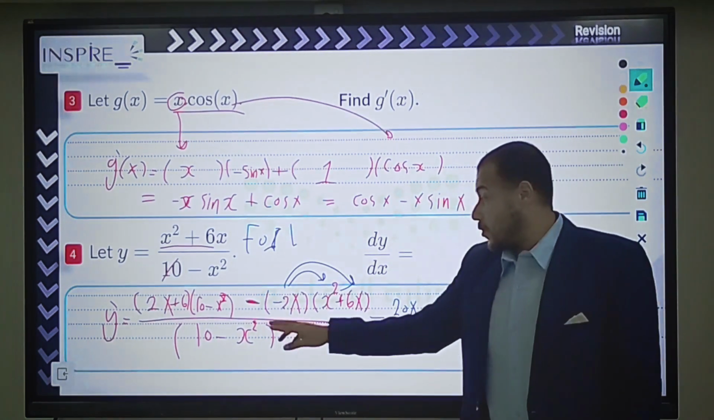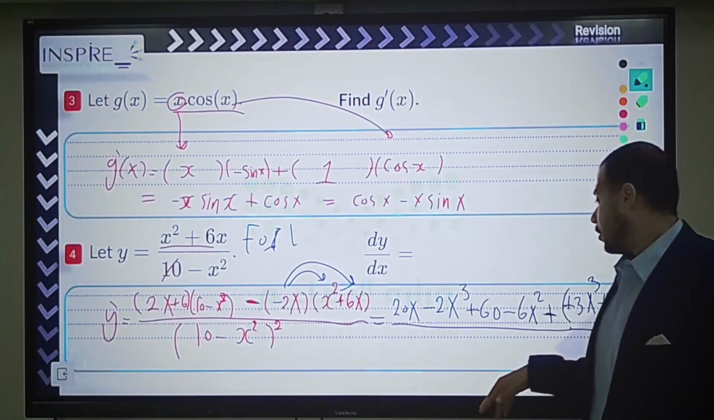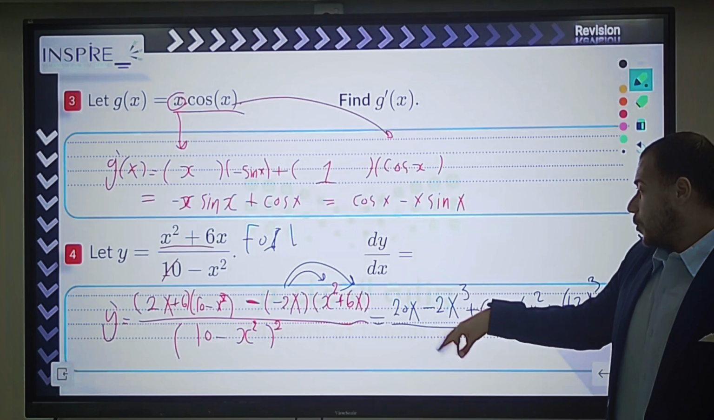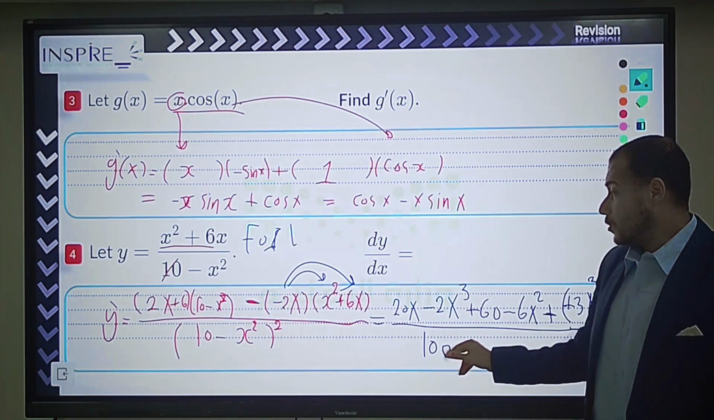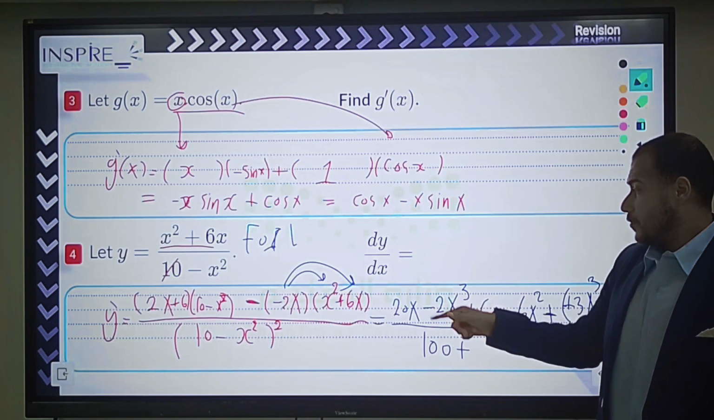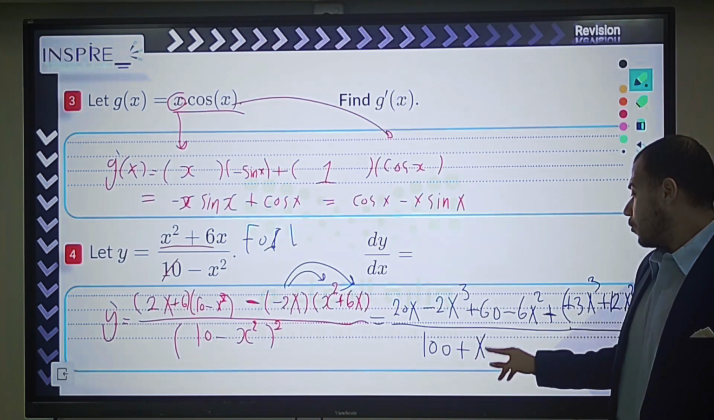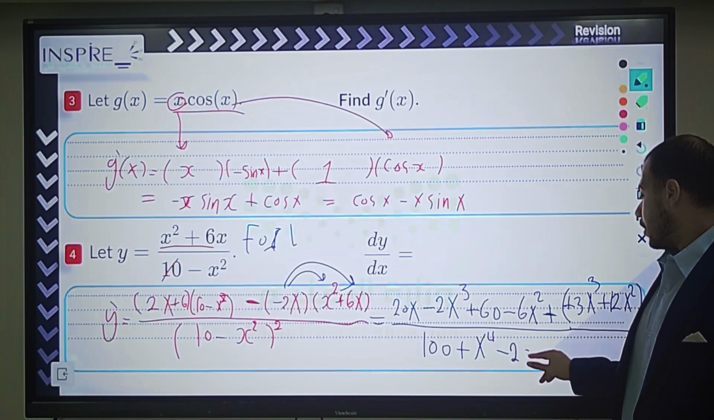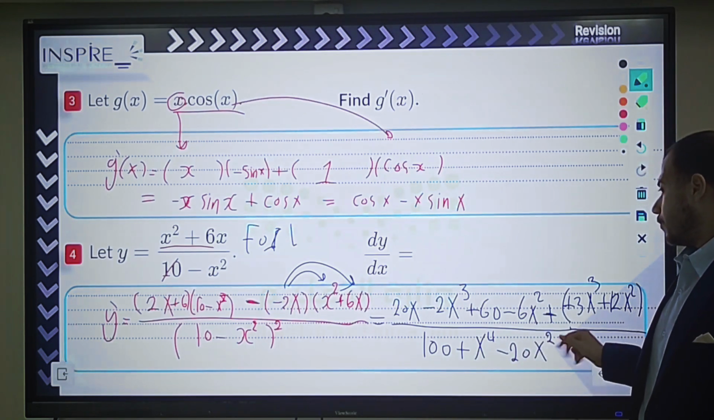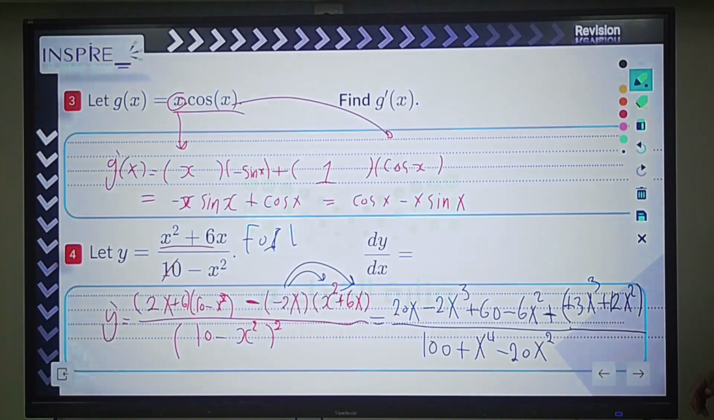And we can expand the denominator using the square polynomial rule. So 10 squared will give you 100. Negative x squared squared will give you positive x power 4. And then negative 20x squared. Okay, let's simplify the numerator.